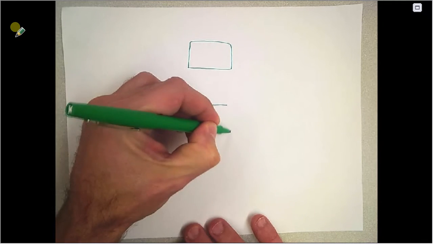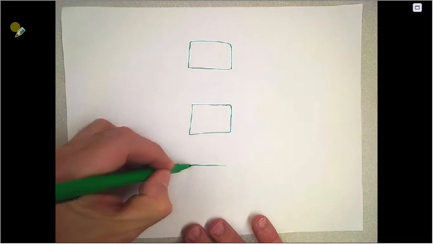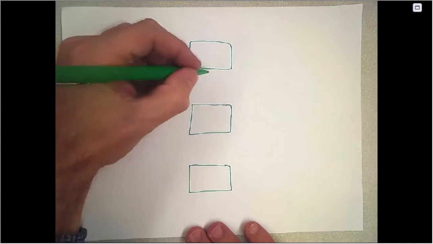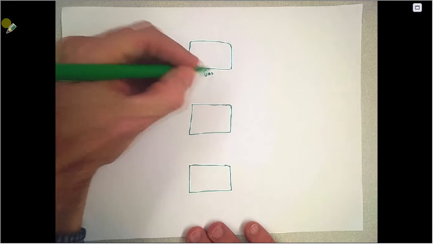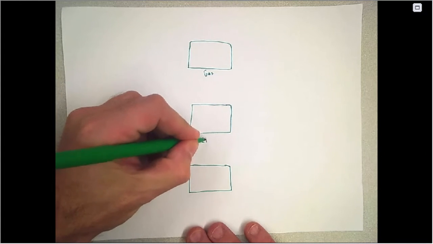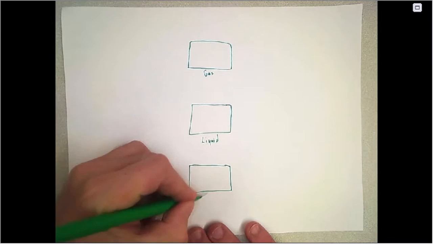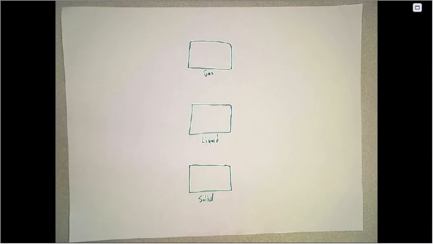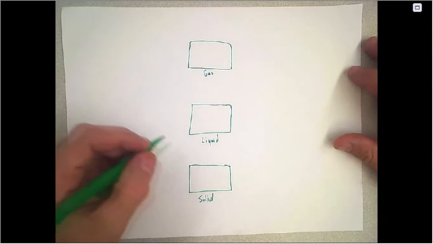Each of these boxes is going to represent the three states: solid, liquid, and gas. So we're looking at a gas versus a liquid and a solid. We want to talk about how the molecules in those states of matter are situated. Let's start with a solid.